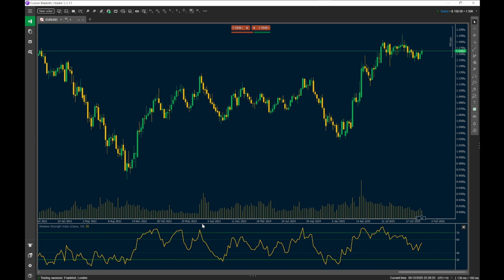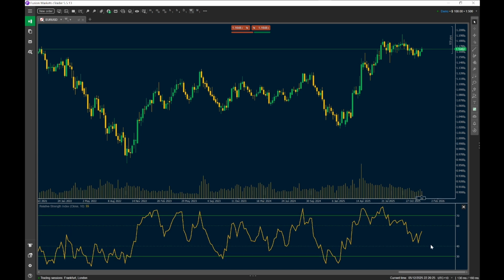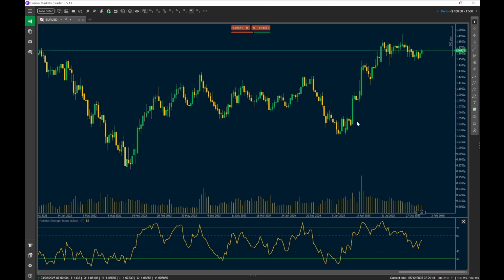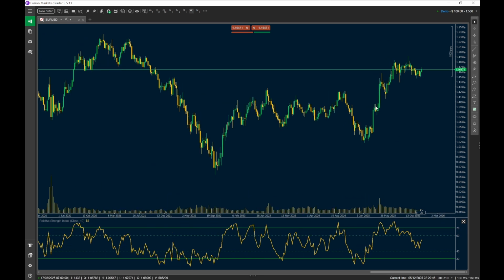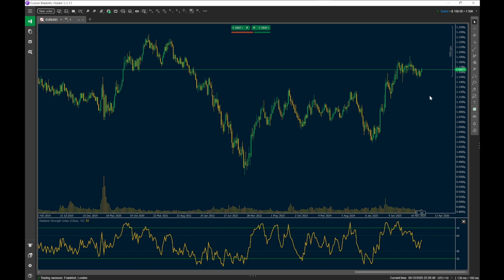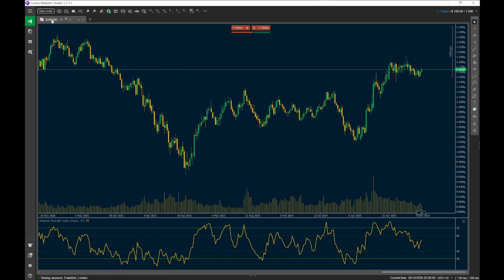And then this indicator, I am using an indicator named RSI. Over the 4 years I've traded, I customized it, changed more settings and made it suitable for my strategy. So now you are looking at the price chart of Euro USD.